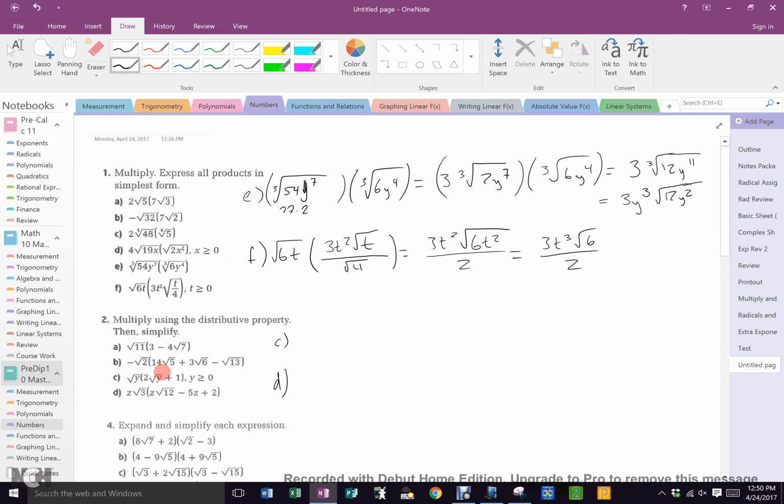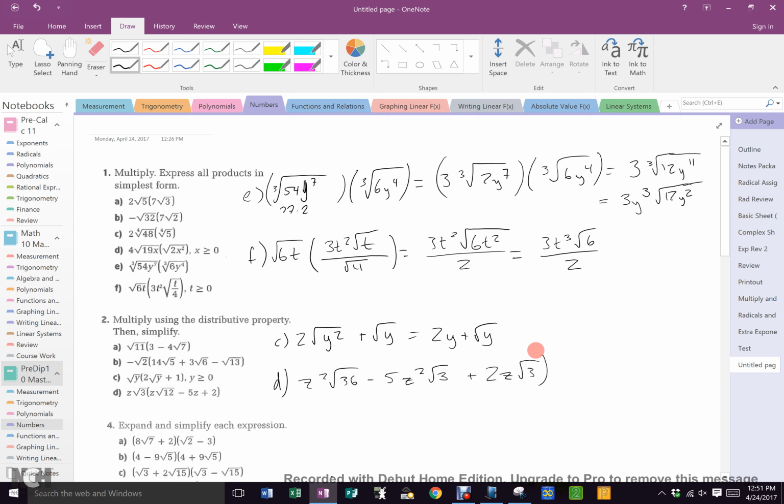C here, you got to multiply in, that becomes 2 root y squared plus root y, and you simplify that. Y squared out comes a y, 2y plus root y. And D, simplify through, z squared root 36 minus 5z squared root 3 plus 2z root 3.